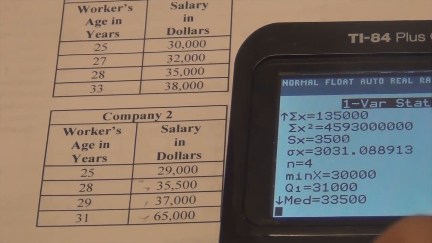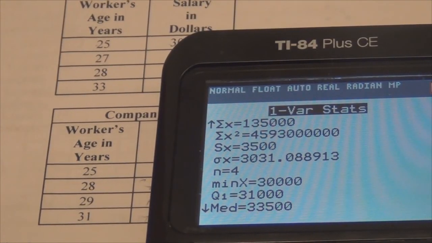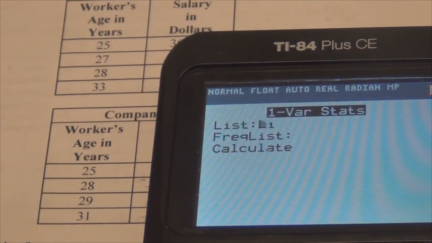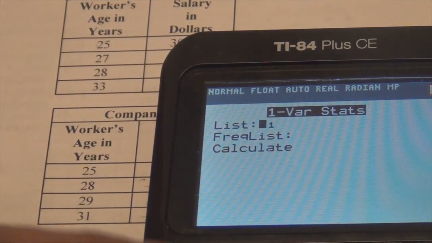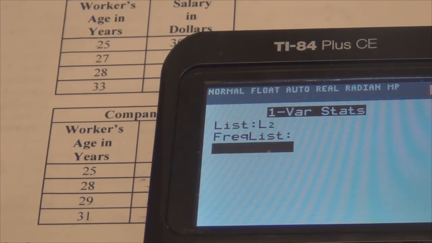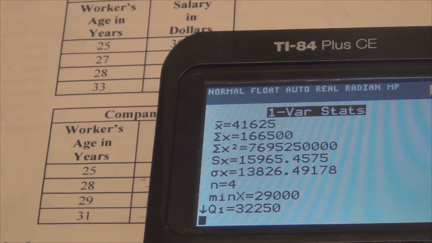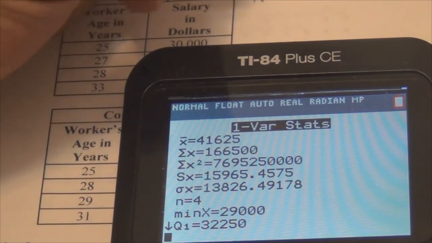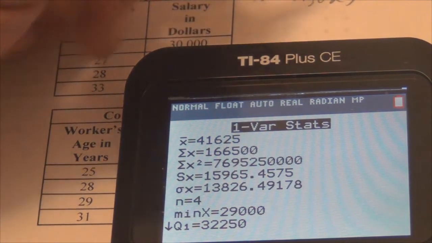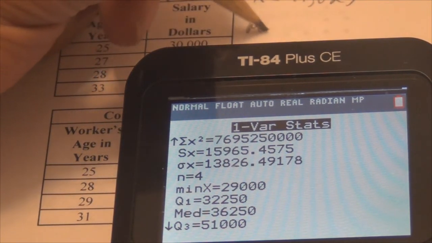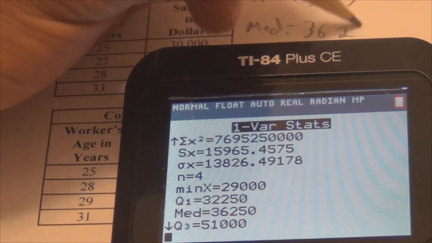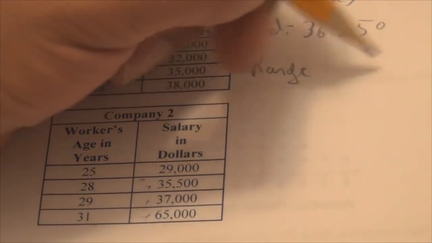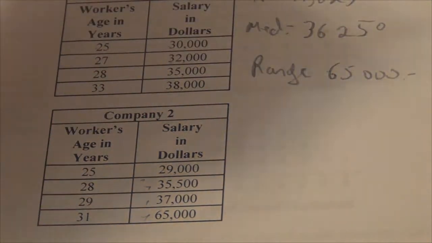Now let me calculate the values for B. I'm going to press stat and go to the right. This time the data for company B is on L2, so I press second, L2, and enter. So now I have an average for company 2 of $41,625, a median of 36,250, and a range of 65,000 minus 29,000.